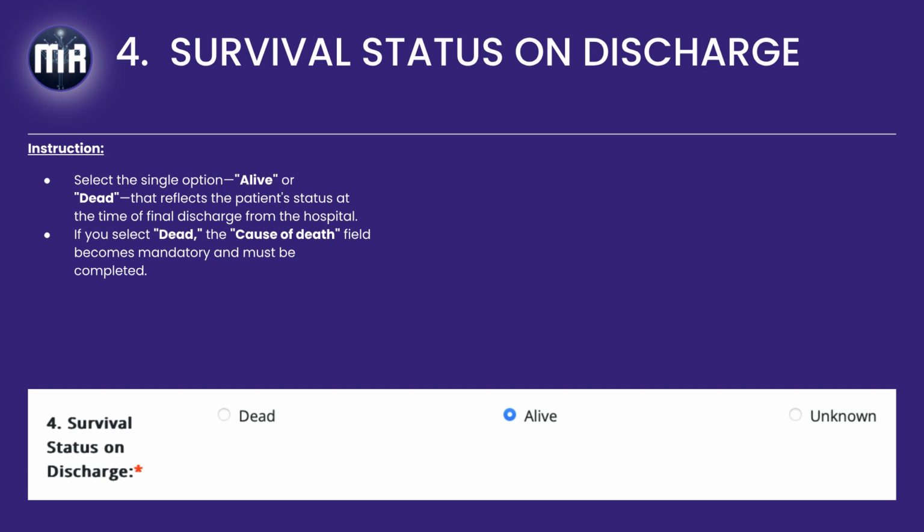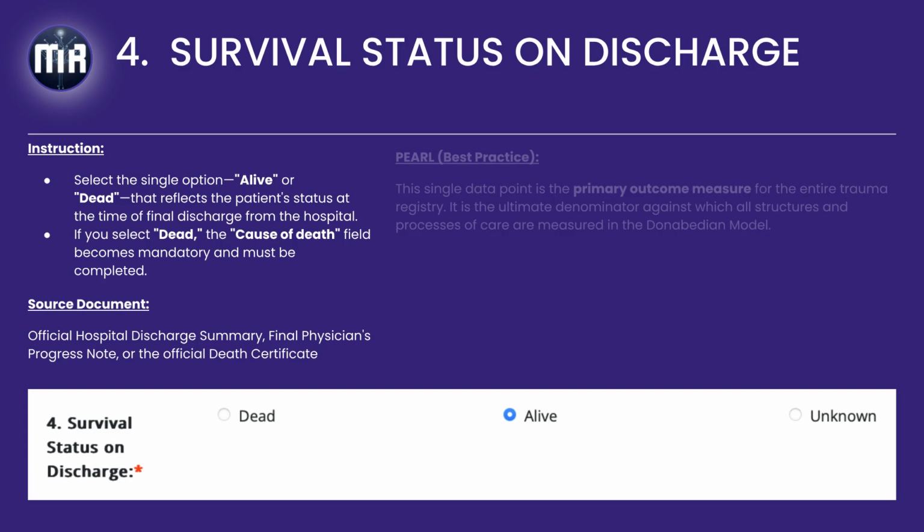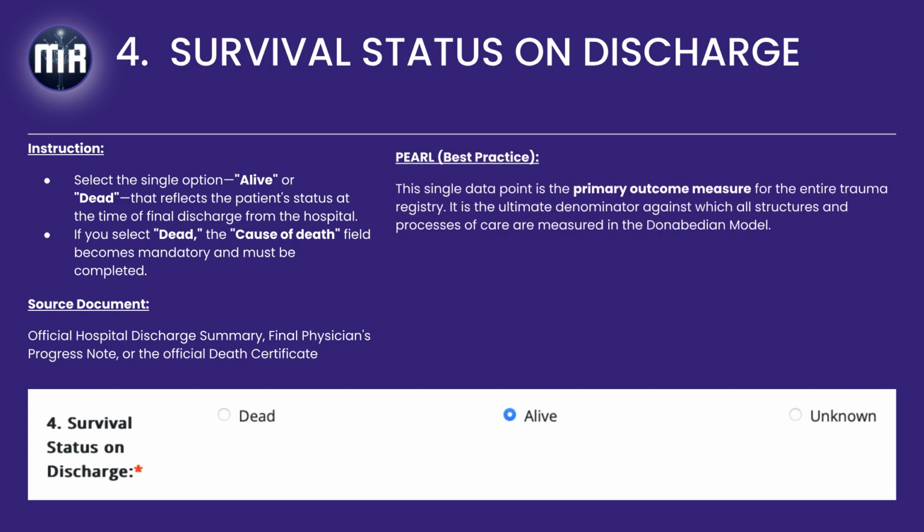It is critical to note that if you select dead, the subsequent field, cause of death, becomes mandatory. You must then transcribe the cause of death as documented in the official record. The source document for this information will be the official hospital discharge summary, the final physician's progress note, or the official death certificate. The pearl, or best practice for this field, is to understand its profound significance.